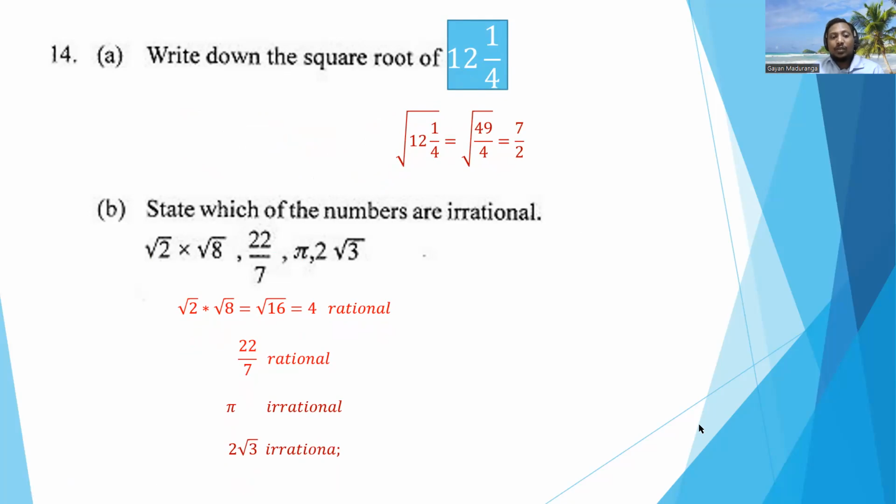State which numbers are irrational, right? So in the lesson we taught that root 5 is irrational and thirds are irrational. So that's it, right? We leave a fraction. A fraction is not irrational, it's rational.